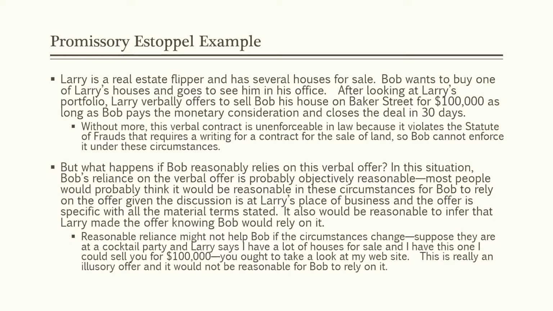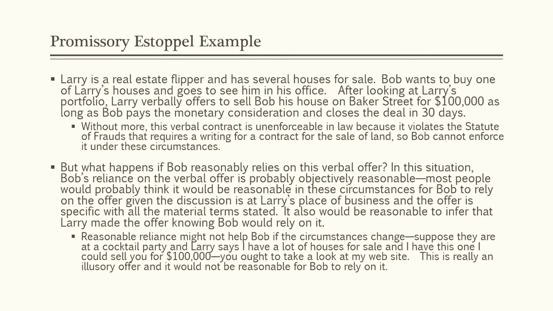But what happened if Bob reasonably relies on this verbal offer? In this situation, Bob's reliance on the verbal offer is probably objectively reasonable. That's the standard. Most people would think that it would be reasonable in these circumstances for Bob to rely on the offer that Larry gave him, given the discussion is at Larry's place of business and the offer is specific with all the material terms stated. The average person doesn't know what the statute of frauds is. It would also be reasonable to infer that Larry made the offer knowing that Bob would rely on it because they're in his office, it's a business situation, and they're actually discussing the sale of this property.